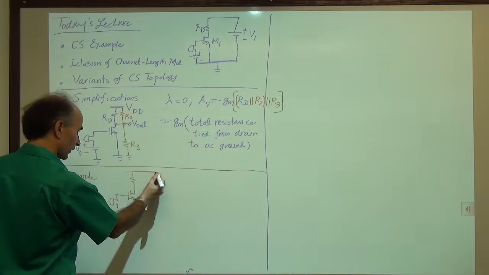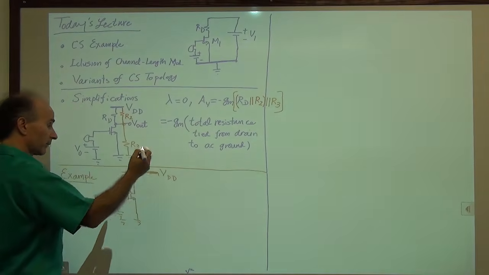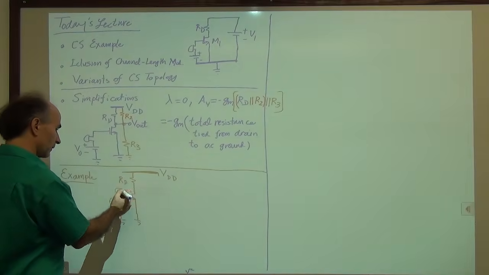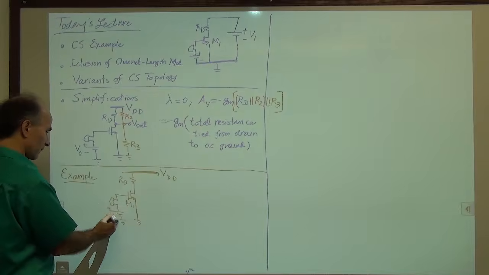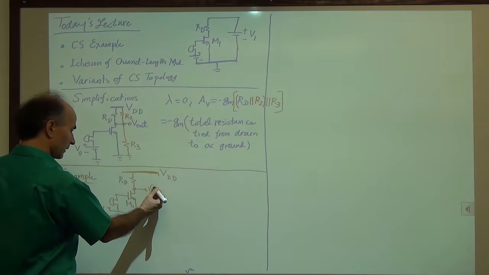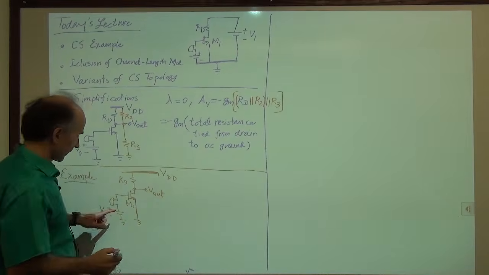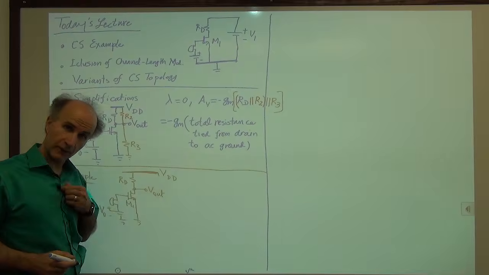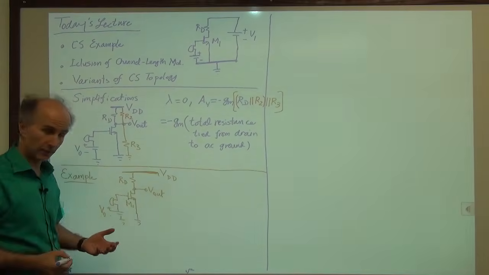And then I don't bother drawing VDD, the supply battery, and I have RD here. We call this transistor M1, and this voltage is V0. The output is taken from here, and the input signal is applied from here to here. That's the microphone signal, for example. And we would like to find the various parameters of the circuit.